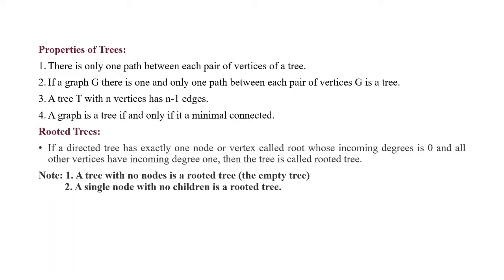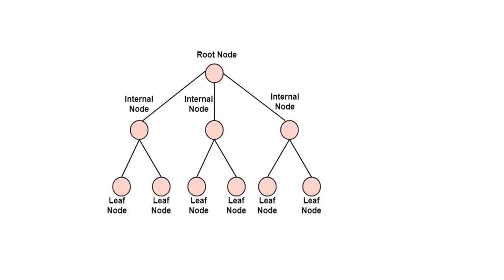So what are rooted trees? If a directed tree has exactly one node or vertex, called a root, whose incoming degree is 0, and all other vertices have an incoming degree 1, then the tree is called a rooted tree. You have to note two points here. First, a tree with a node is a rooted tree, and a single node with no children is also a rooted tree. So this is a tree with a root node, internal nodes and the leaf nodes.